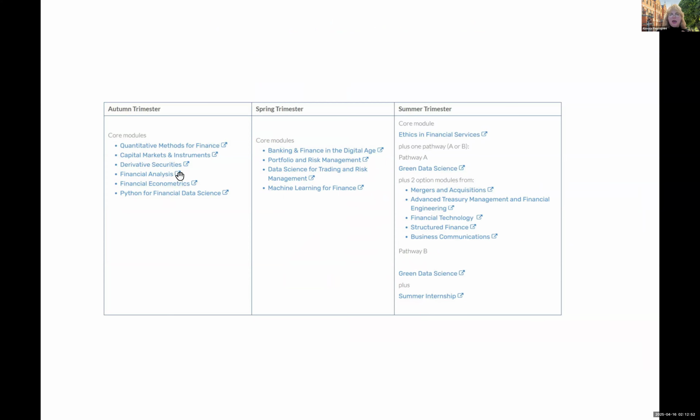And this knowledge is important because in the spring trimester, you will have some specific courses where you apply this coding expertise in machine learning for finance, for example, in data science for trading and risk management. And also you will have banking and finance in the digital age and portfolio risk management. In terms of structure for the summer trimester, you will have the opportunity to take extra courses, or you can have a summer internship. So you see that this kind of master is very similar to the one in finance.